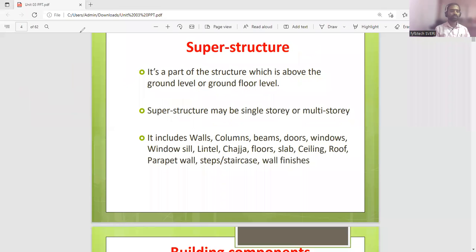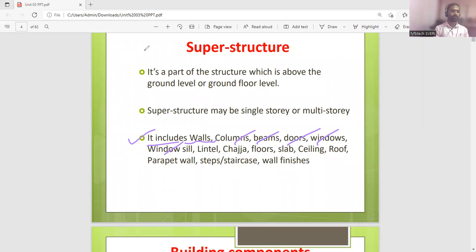So the superstructure includes, when you consider your building, the things that you can see, which are called superstructure components. First of all, walls. Walls are visible, so a wall is a superstructure component. Column, is it visible? Yes. In the wall there is a column, so this is also visible. Then beam, the beam is also visible. Column is visible, beam is visible, door is also visible, and it is above the ground level. Then window, then window sill.